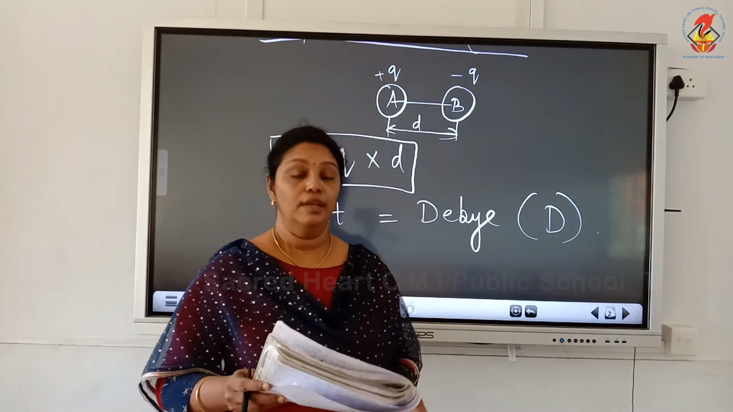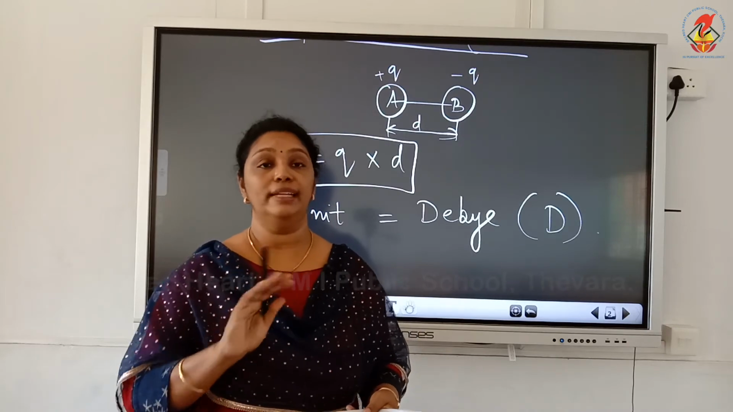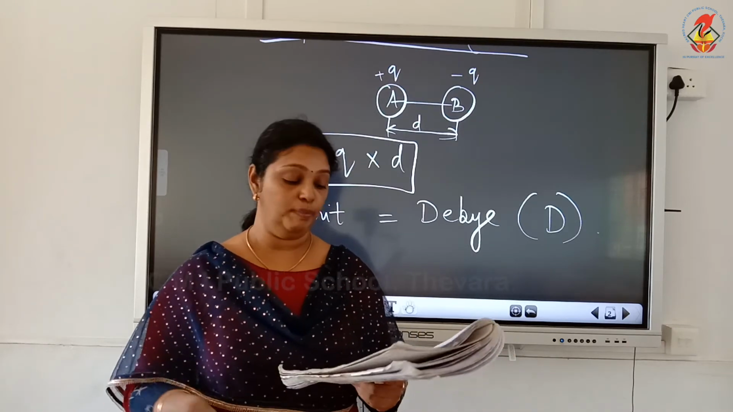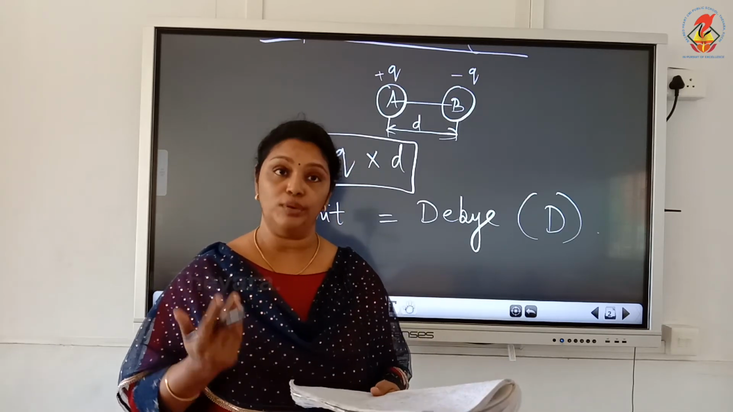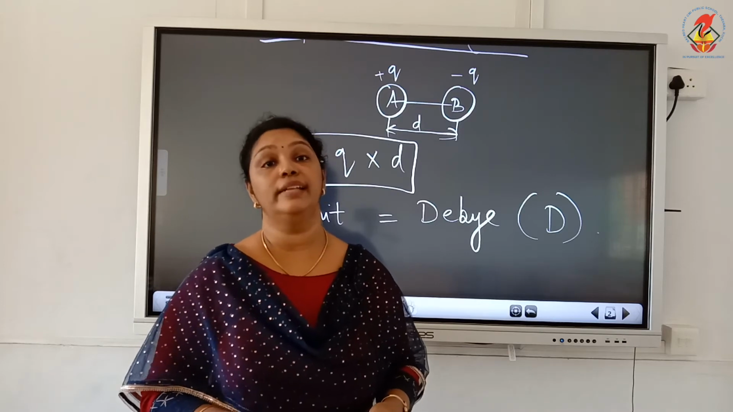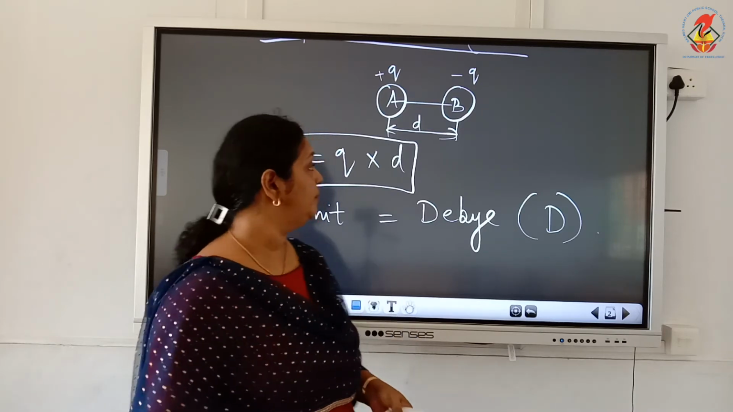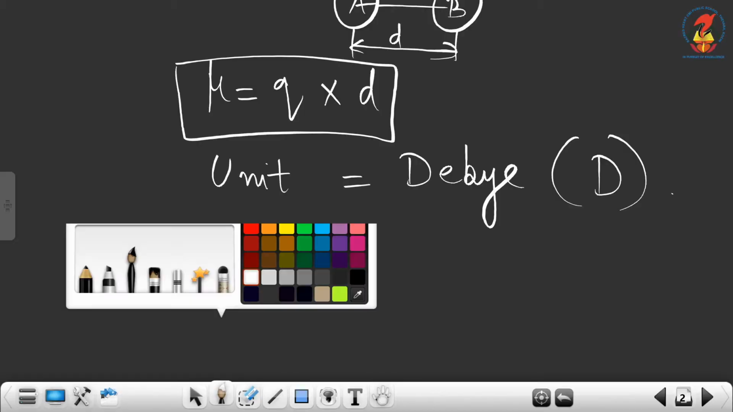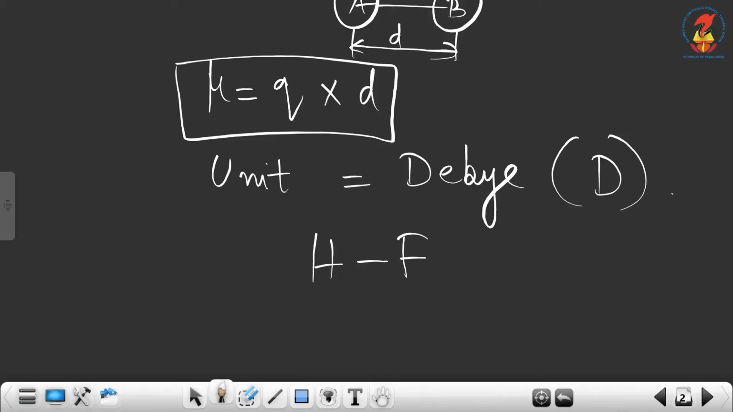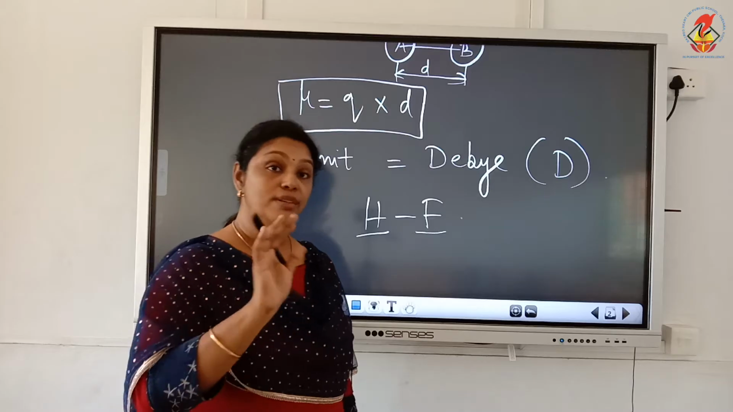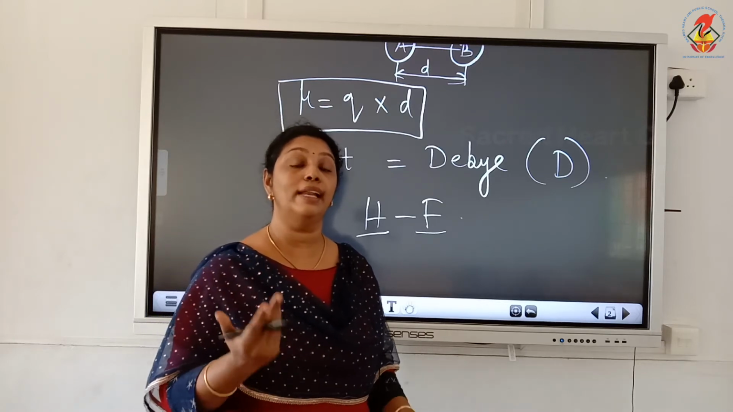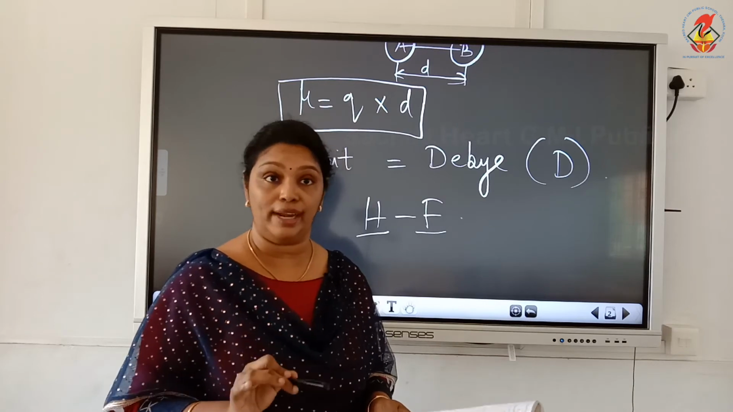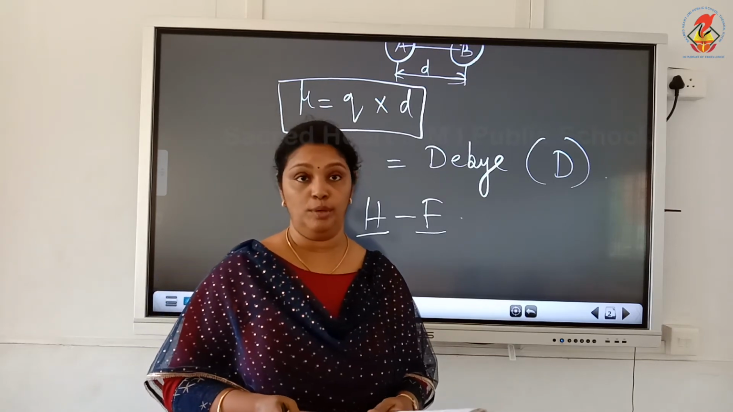Now let's see some notes related to polarity and dipole moment. Greater the electronegativity difference between the bonded atoms, greater is the dipole moment value. For example, if you take hydrogen fluoride, HF, you know that fluorine is highly electronegative and hydrogen is less electronegative. So there is a large difference in electronegativity between these two atoms.